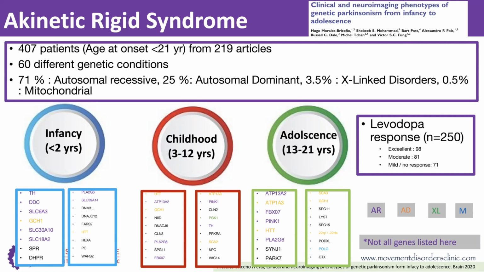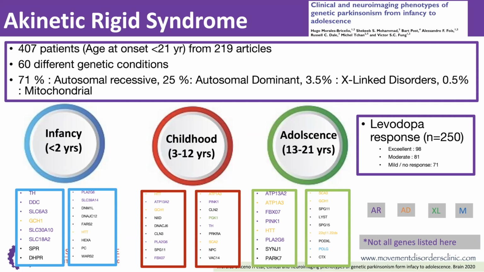I've just given some examples here of how authors have classified based upon the commonly seen genes as infancy, which is less than 2 years, childhood, which is between 3 to 12 years, and adolescence, which is 13 to 21 years. Even though some of the genes are overflowing into the other groups, the frequency does vary in different age groups. So it does tell that different genetic disorders are common in different age groups.